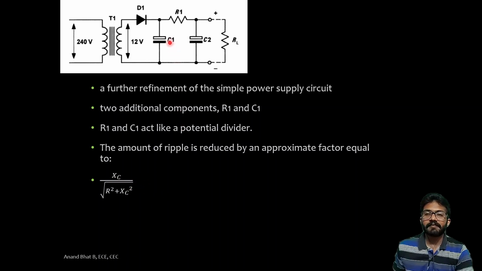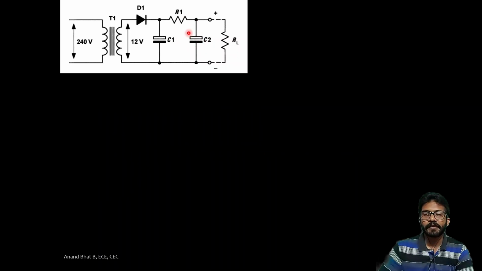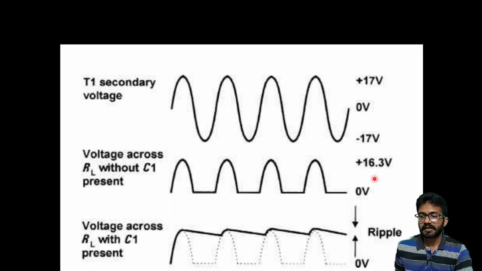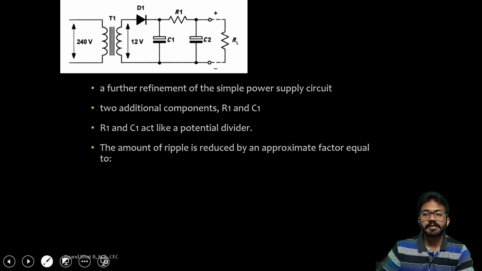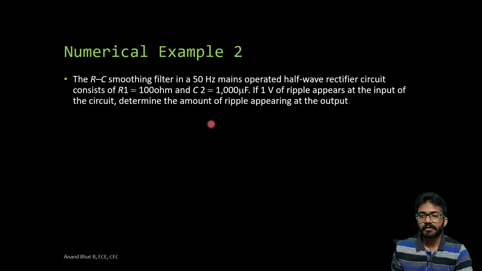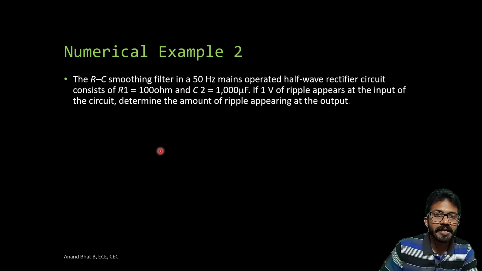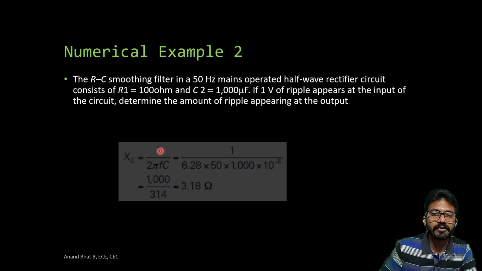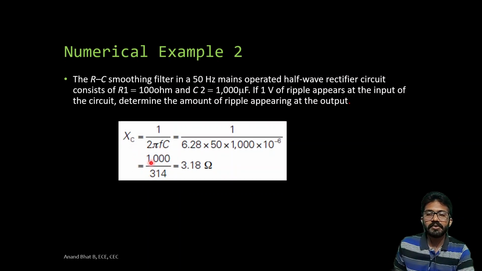It is said that if these two components were not present and only C2 was present, then in that case the ripple is 1 volt. So as per the numerical, the ripple is 1 volt. So we have to calculate it using that formula. A simple, direct substitution in the calculator will give us the answer. So I am showing it to you.